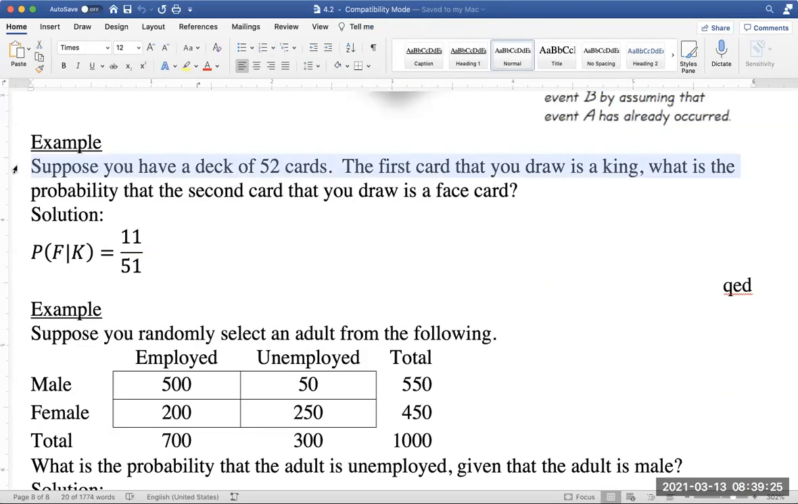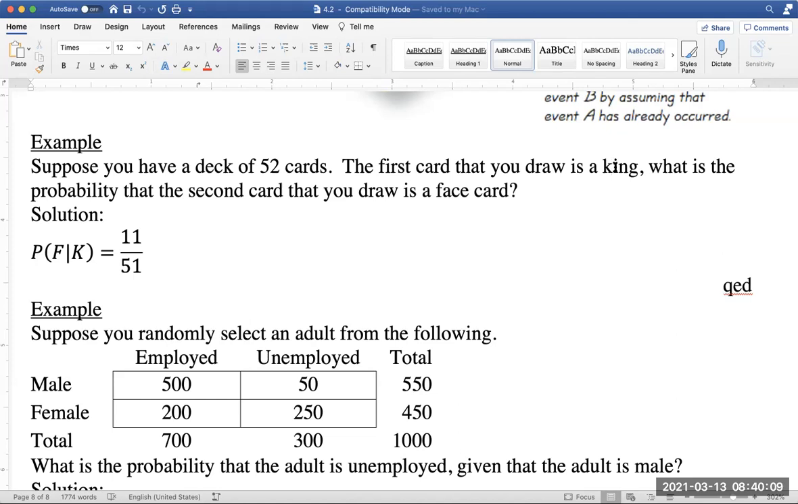Suppose you have a deck of 52 cards. The first card that you draw is a king. What's the probability that the second card that you draw is a face card? Well, if you look at a deck of cards, a king has a face, so does a jack and a queen. So there are 3 of them, and then it could be diamonds, spades, hearts, and clubs. So there are actually 12 differing face cards in a deck.